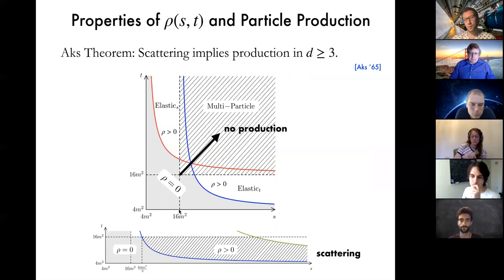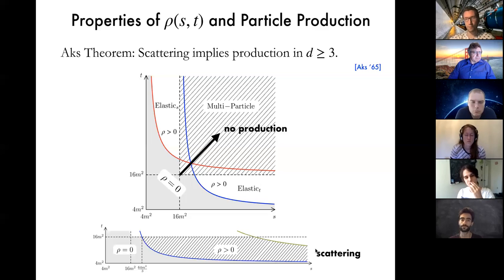Now, if you assume there is no particle production, it means that elastic unitarity is valid at arbitrary energies. Then what you get is that this region where it is 0 should be extended, and in particular, you will get that everywhere below the red curve, the double spectral density has to be 0. By crossing, everywhere below this blue curve, it has to be 0. However, as I just told you, the fact that you have a scattering in the Mandelstam equation implies that it has to be strictly positive.